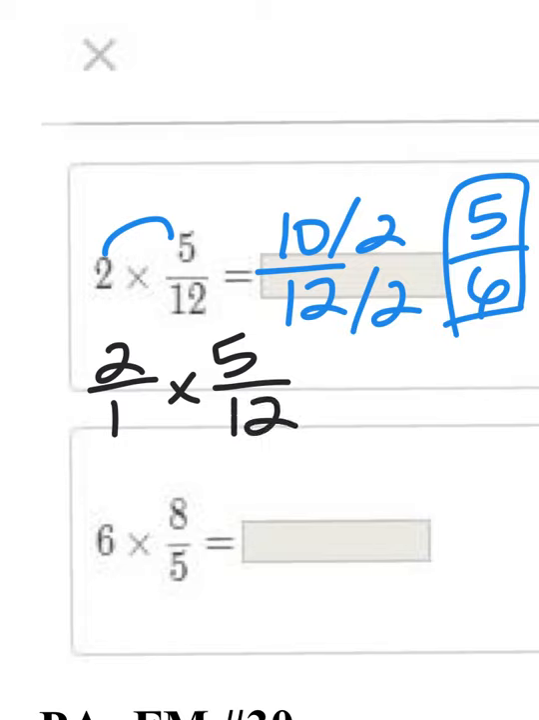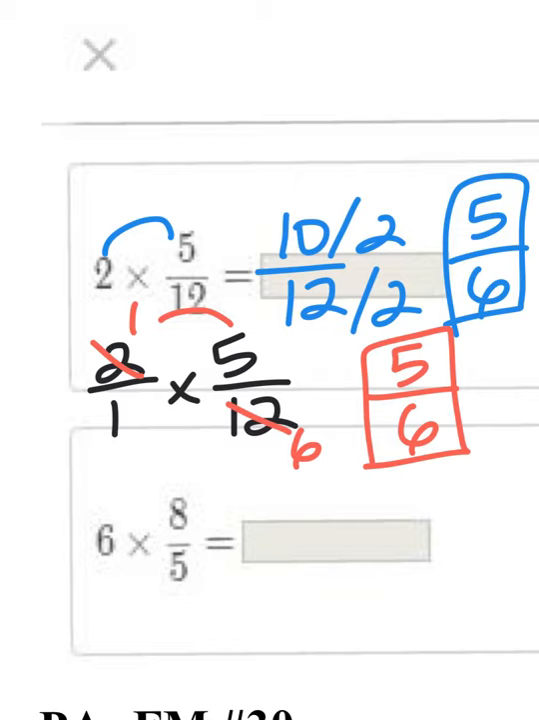You can always cross cancel. So any number that can go into numbers that are diagonal from one another. 1 and 5, 1's as simplified as you can get, so you're just going to leave that alone. But the 2 can go into 12. So 2 goes into 2 once and goes into 12 6 times. Now you can multiply. So 1 times 5 is 5, and 1 times 6 is 6. So you end up with the same answer, but you just simplified first in the second method than you did in the first method.